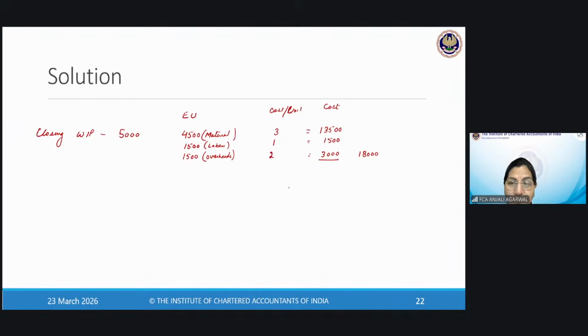So you have found out that the closing WIP is worth 18,000. Similarly, what is the value of abnormal gain? 2,000 units, which is 100% complete as far as material, labor, overheads. I will write in short now MLO, just for quickly winding up this process account. So this will be actually 2,000 units into 3, 2,000 into 1, 2,000 into 2. So that will become 12,000. 2,000 into 6, 12,000.